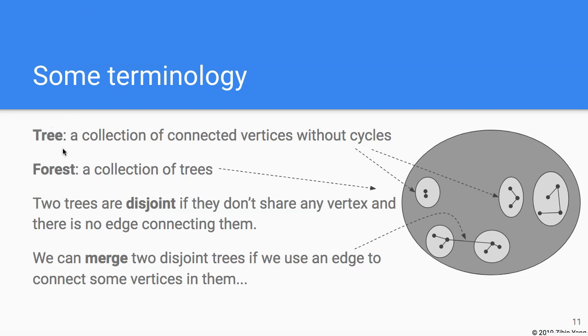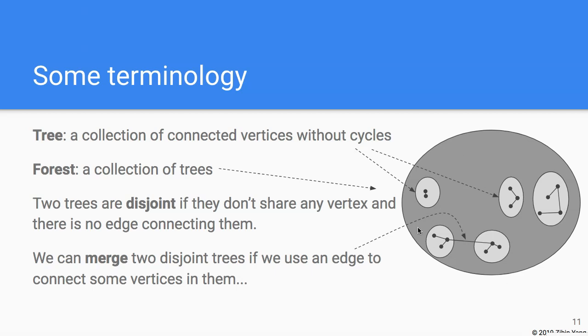A little more formally, a tree is just a set of vertices that are connected to each other. The important thing about a tree that distinguishes it from a graph is that there's no cycle in a tree. Each of these lightly shaded ovals is a tree. A forest is just a bunch of trees. So all of these individual trees together form a forest.